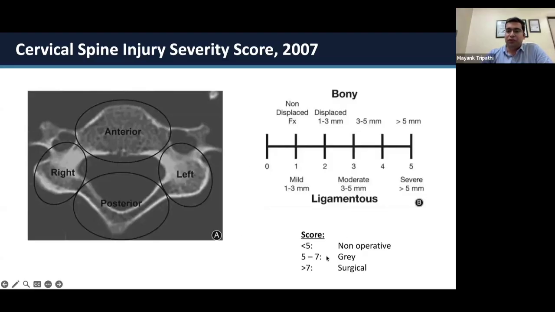columns, the score was totaled, and if it was less than 5, the patient was non-operative. If it was 5 to 7, it was the surgeon's decision, and if the score was more than 7, the patient had a surgical indication.